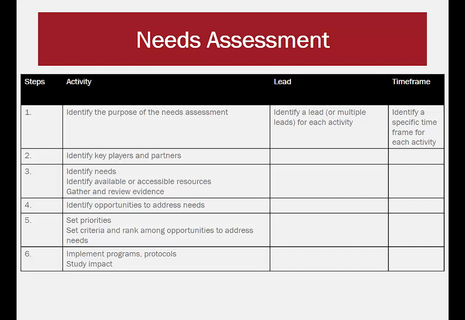The fourth step includes identifying opportunities that exist to address the needs of the community. And the fifth step is to set priorities and set appropriate criteria to rank the opportunities to address the needs. Finally, the sixth step is to identify the leads and the time frame associated with implementing the policy change and how the evaluation of the change will be documented.